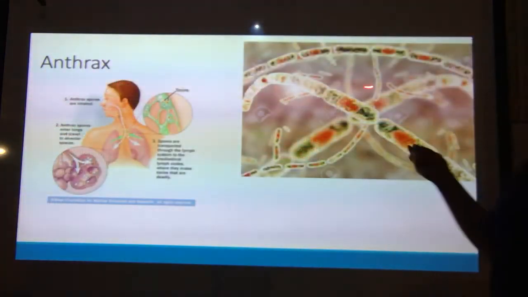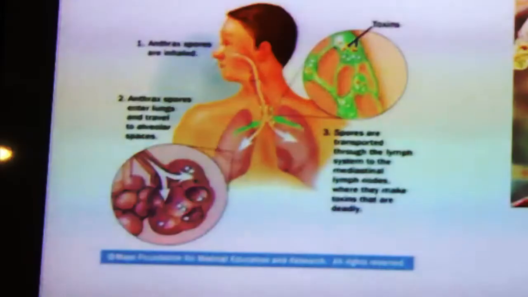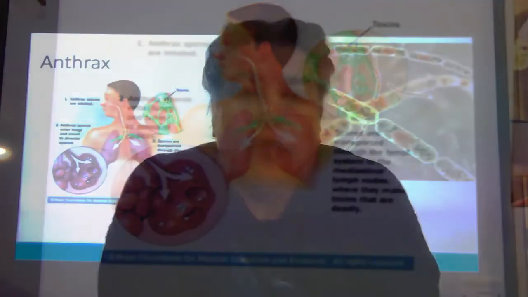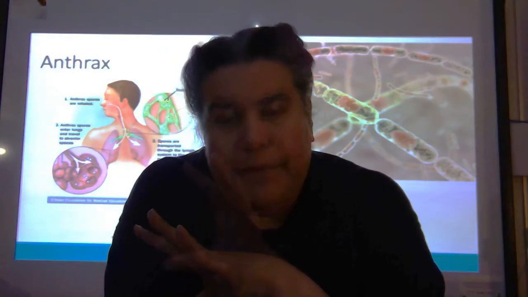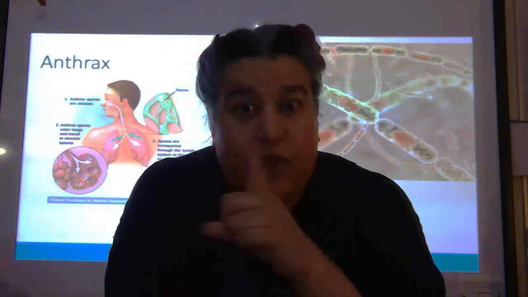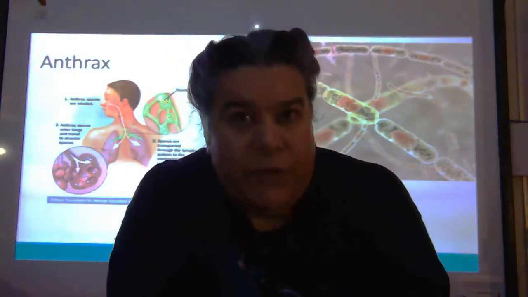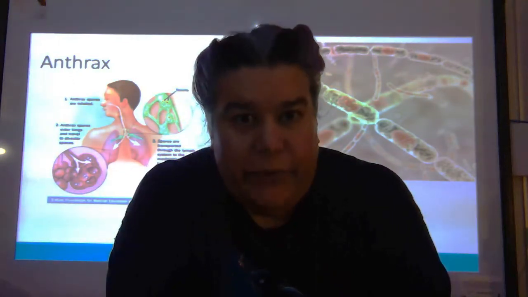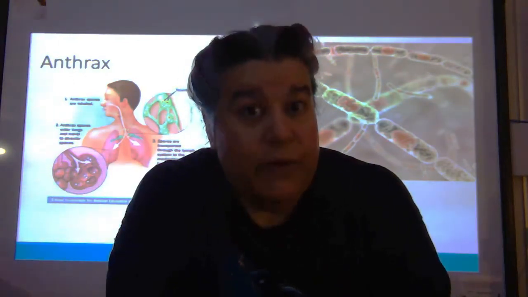So this is anthrax, this is what it looks like. They can be inhaled, the spores enter the lungs, they travel to the alveolar spaces. Spores can be transported through the lymph system to the mediastinal lymph nodes, that's right around the heart, and they can make toxins in that area that can be deadly. So let me explain the virulence of anthrax in 2 different forms. Most of the time, if you ingest anthrax, it's not deadly. You get diarrhea and stomach upset for a few days, but you get over it.